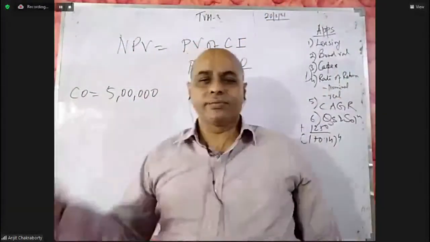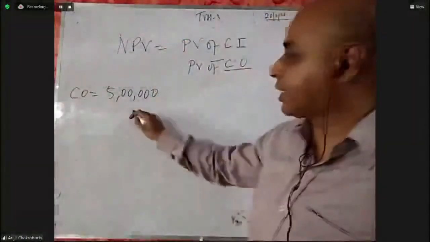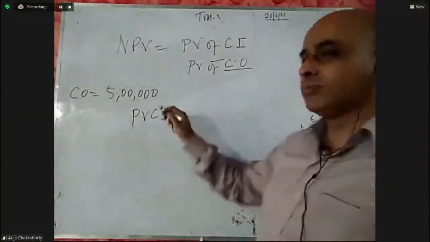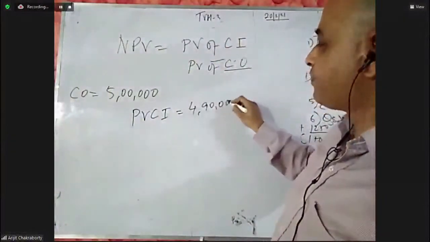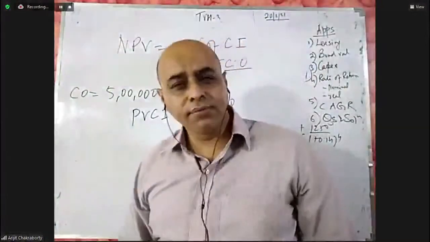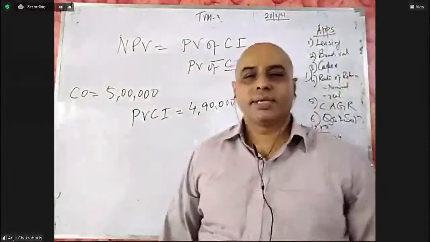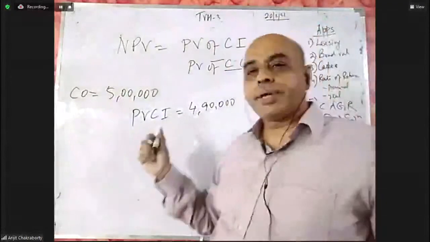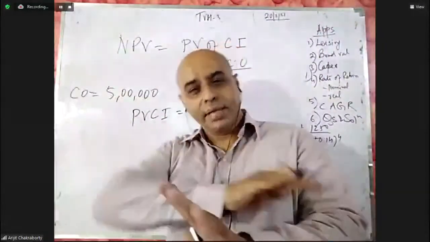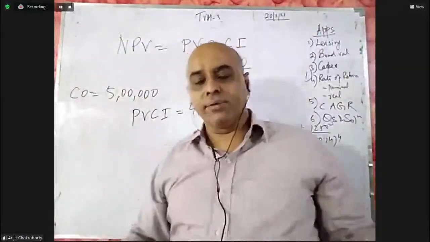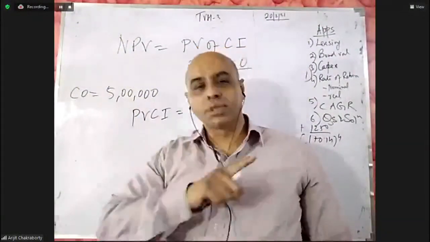You get some benefit every year from that machine, and the present value of all the cash inflow from the machine is 4,90,000. Should you buy the machine? My cost is 5 lakhs, and the present value of all the cash inflow, the benefit I get from the machine throughout the full life of the machine, is 4,90,000. Is it advisable? Answer is no.